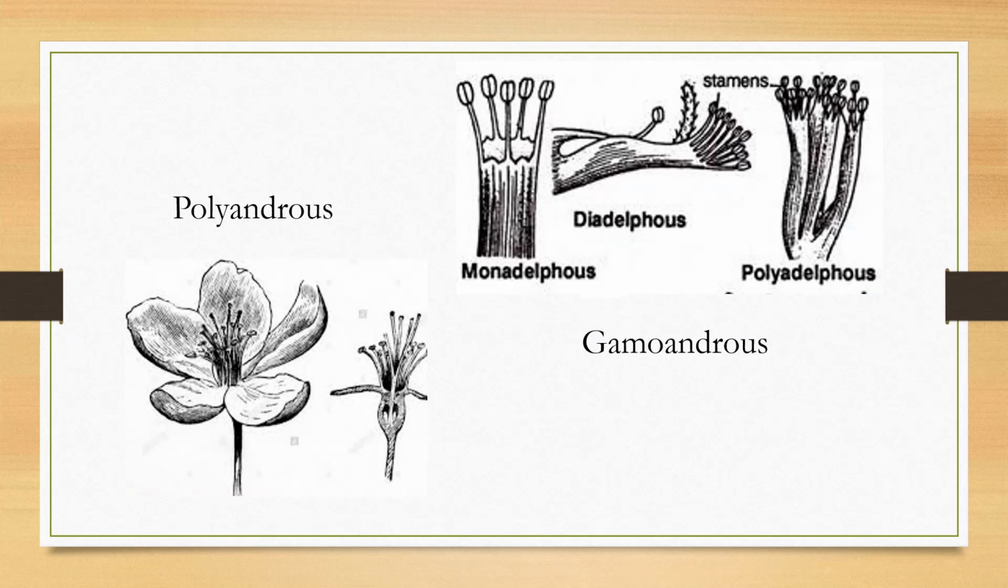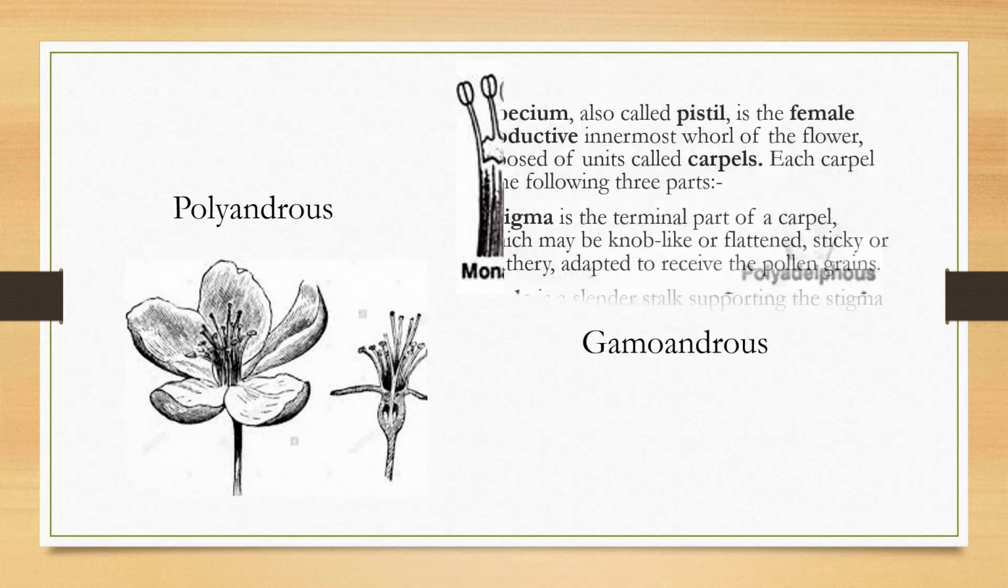Diadelphous condition we have seen in sweet pea, in which 10 stamens are there, 9 stamens are grouped into one group and one stamen remains separate. In polyadelphous condition, that is in Bombax mori, the stamens are grouped into many bundles. So these are all about the types of androecium or different conditions of androecium in the flower.